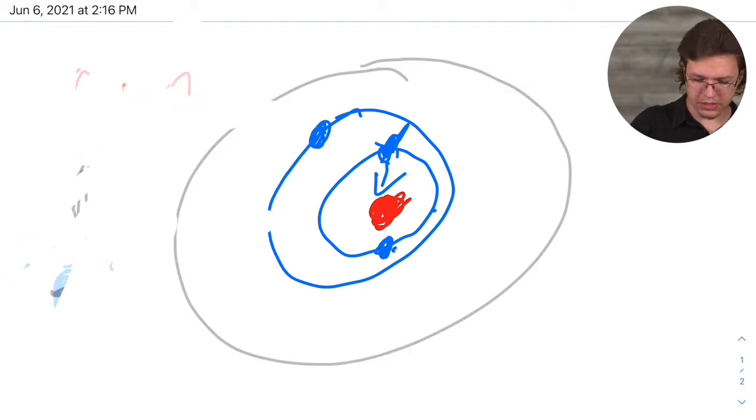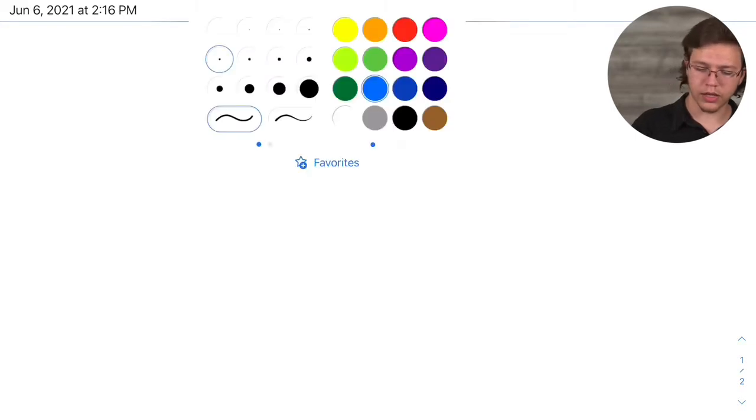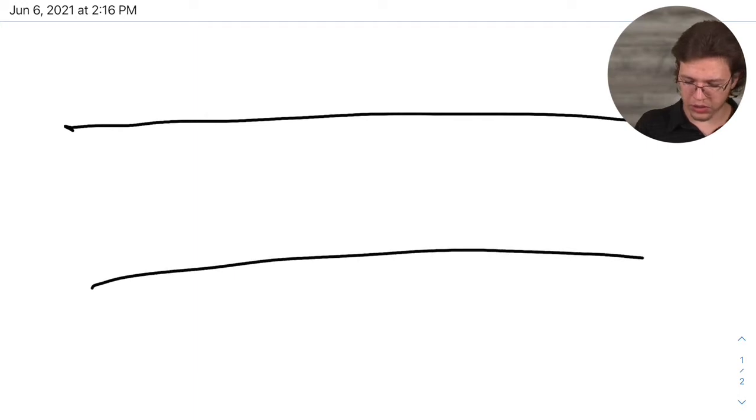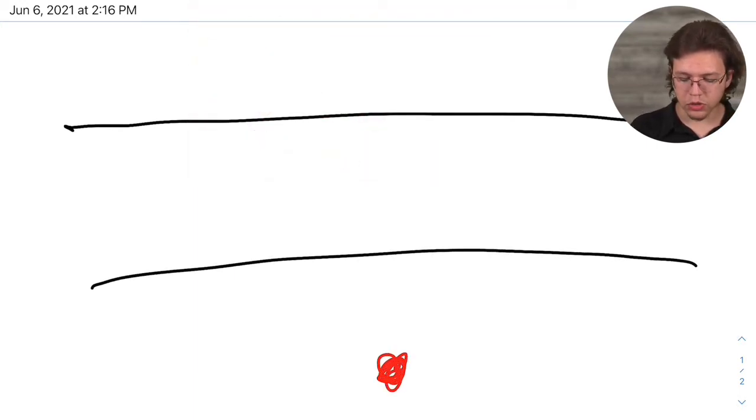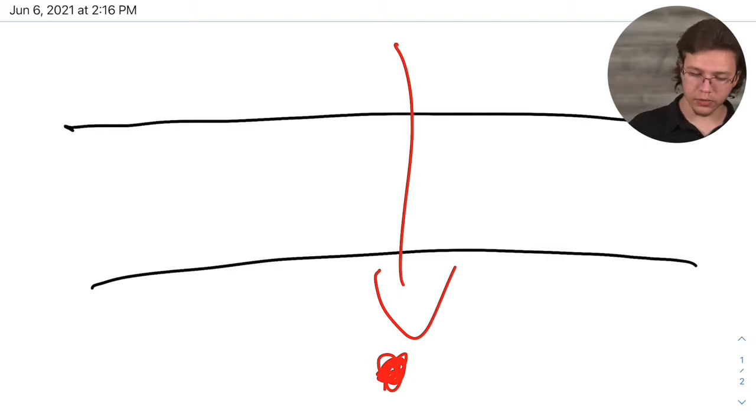What's special about this is, since remember, I'm going to draw this in a little way that's going to be easier to visualize. So I'm going to draw one line here and one line here. And the nucleus is going to be down here. So I've just flattened these energy levels out. Nucleus is down here. All the electrons want to go down.